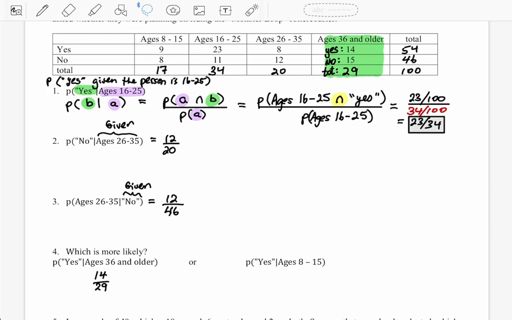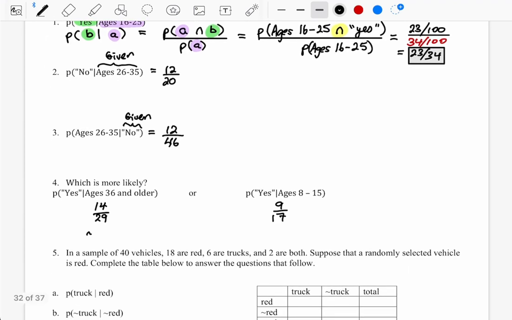The next part of it: yes, given that you're in the ages of 8 to 15. Let me take my highlighted rectangle here, go to 8 to 15. How many said yes? 9. How many were there in total? 17. You want to know, are these two equivalent to one another? Just run it through a calculator. 14 divided by 29, about 0.483. 9 out of 17, 0.529. So these are not equal.